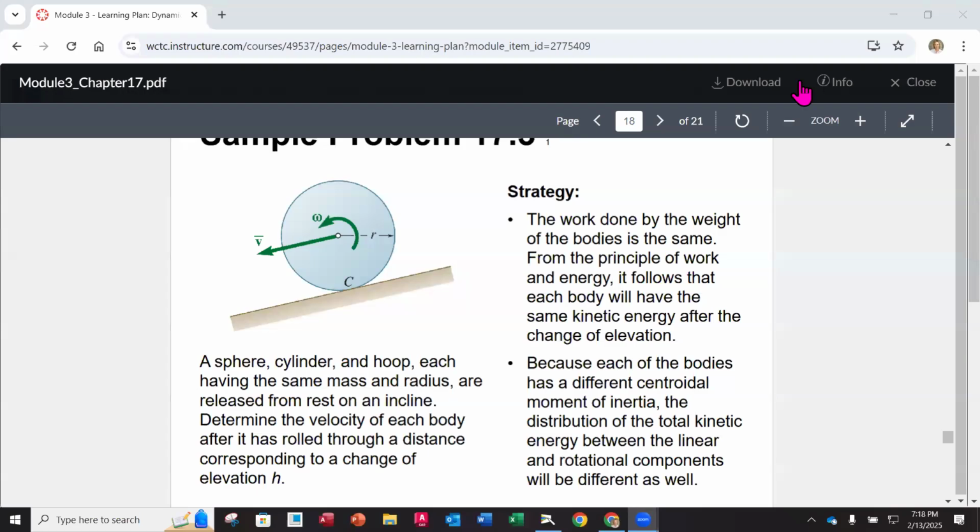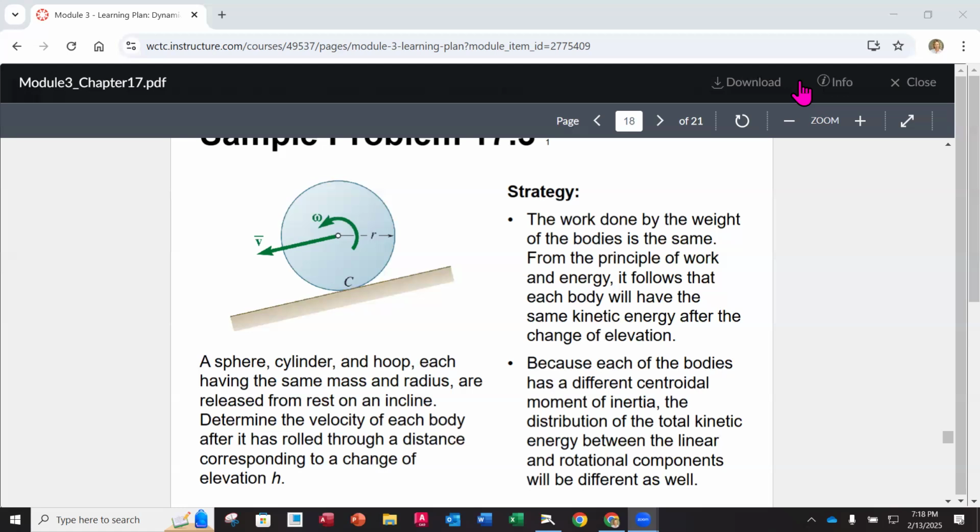Okay, the last problem we're going to be looking at is sample problem 17.3. Now, this is a classic physics problem, but I think it's a great example of the things that we're doing here and an application of the concepts that we've been looking at. So in this case, we have a sphere, a cylinder, and a hoop, each having the same mass and radius. They're going to be released from rest on an incline. Determine the velocity of each body after it has rolled through a distance corresponding to a change of elevation h.